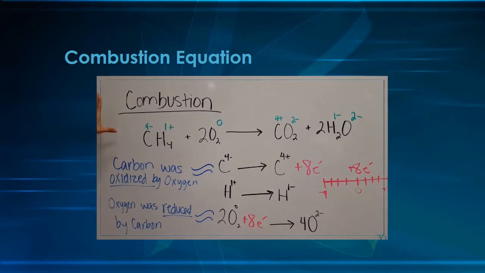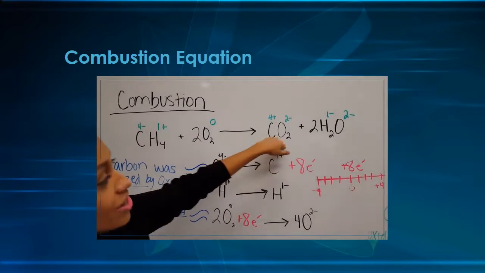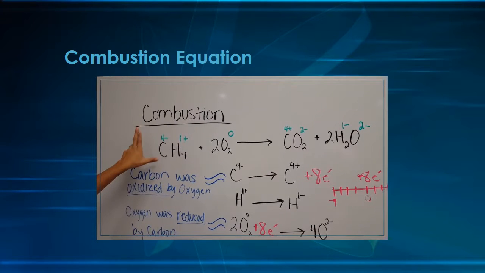So we're going to be explaining an equation for combustion. We're going to start with methane, oxygen, carbon dioxide, and water. The first step is we're going to find the oxidation numbers for methane.